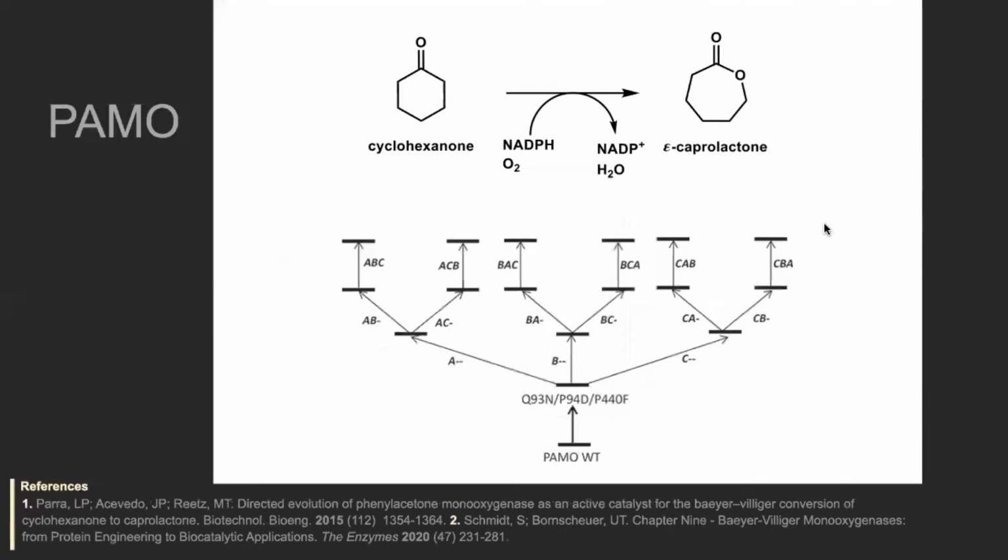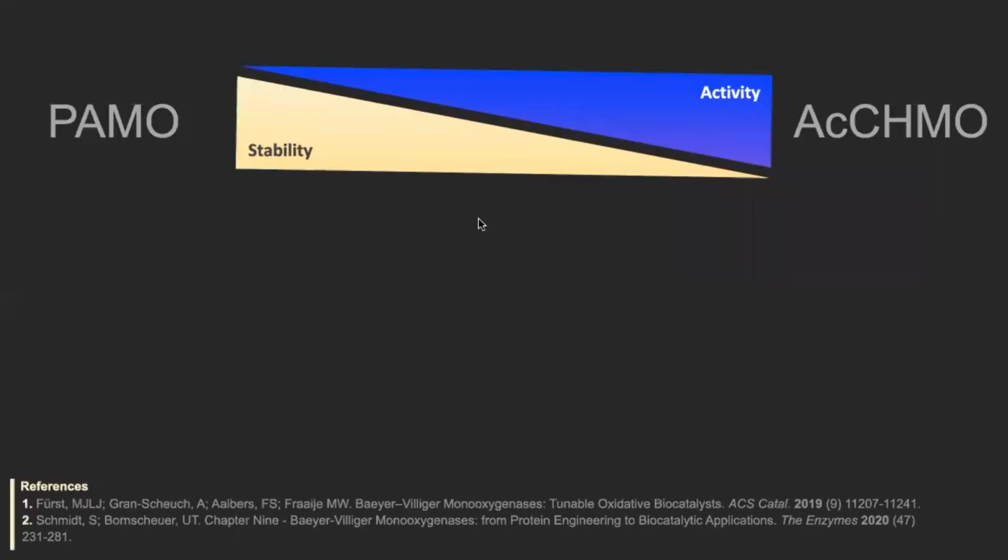On the other side, we have engineering work on PAMO, where with directed evolution or computational studies, many groups try to use the PAMO scaffold to perform the oxidation of cyclohexanone to caprolactone.